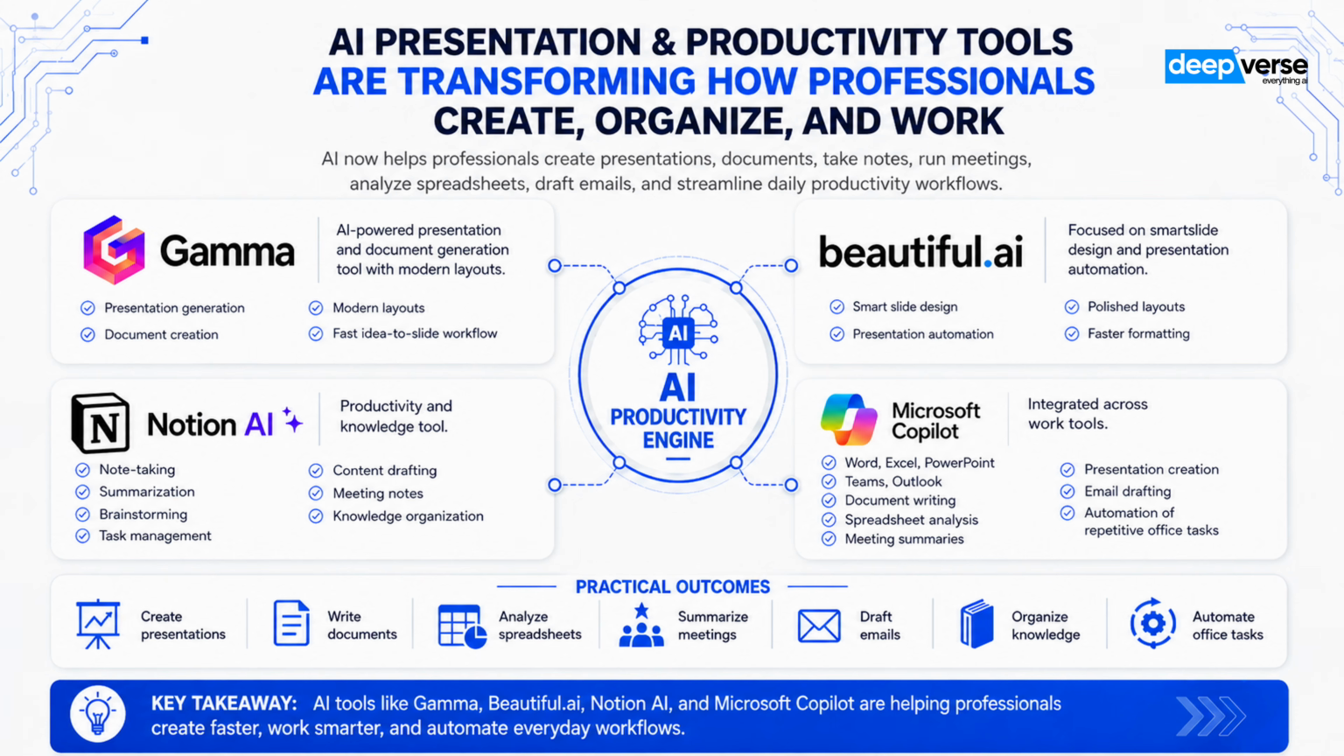This means AI can now help professionals write documents, analyze spreadsheets, summarize meetings, create presentations, draft emails, and automate repetitive office tasks that are directly inside their daily workflows. And this is an important shift because AI is no longer becoming a separate application that people open occasionally. It's actually slowly becoming embedded into the tools that people already use every day.